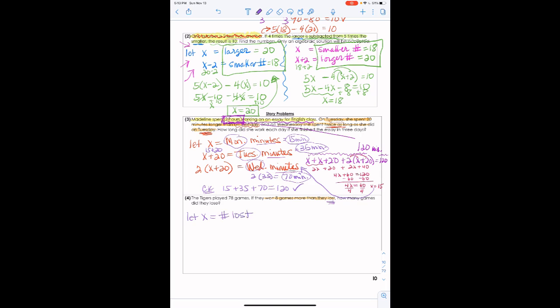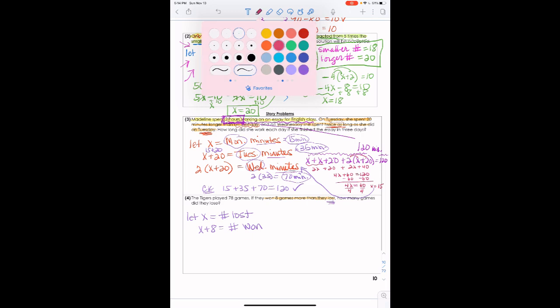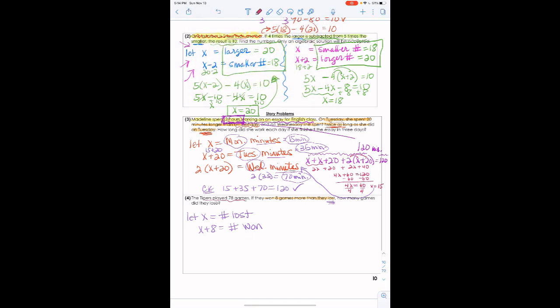And they won 8 games more, so x plus 8 is the number won. You should assume there were no ties, for the record, for this particular word problem. Then if you go back, when they told you that they played 78 games, it should be the total amount they lost plus the total amount they won is going to equal the total 78 games. 2x plus 8 is equal to 78. Minus 8.